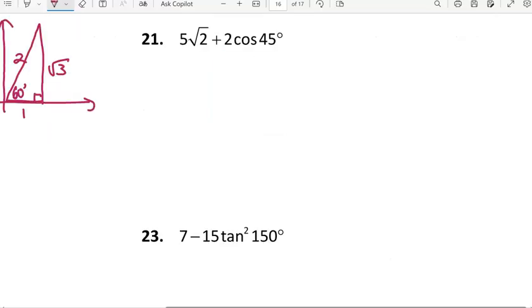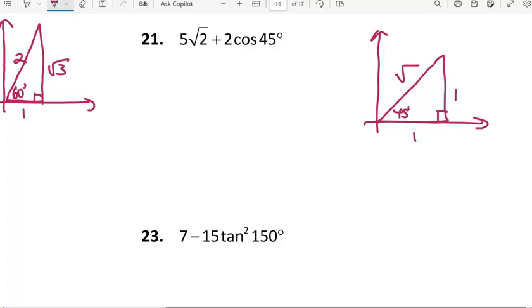In 21, we have a 45-degree angle. That's also a quadrant 1 angle, so I'm going to draw my 45, 45, 90 triangle with legs of 1 and hypotenuse square root of 2. So our expression is equal to 5 times the square root of 2 plus 2 times the cosine of 45. Now the cosine of 45 is the ratio of opposite to hypotenuse. That's 1 over the square root of 2, which is square root of 2 over 2.